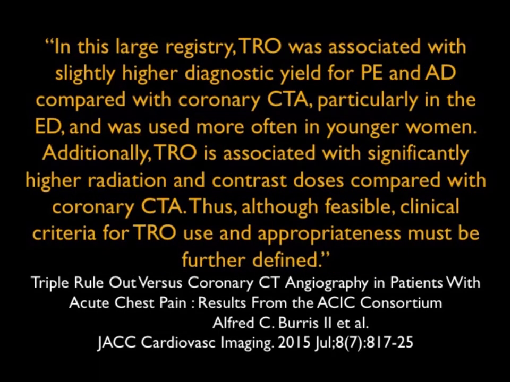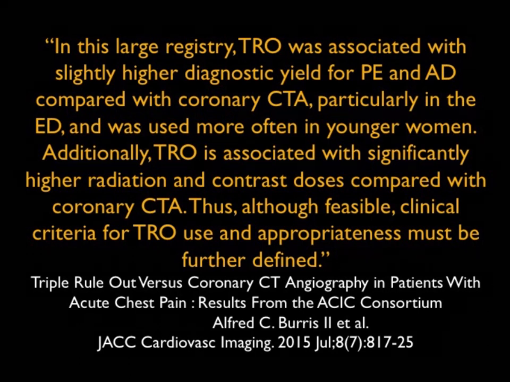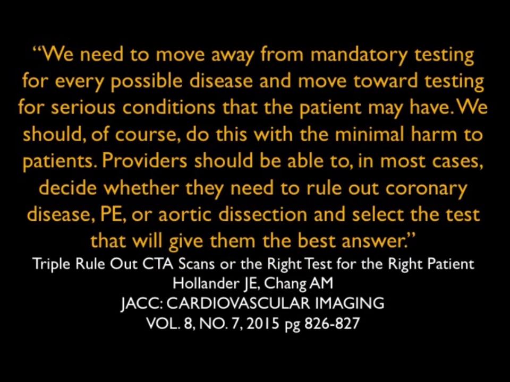In a large registry, Alfred goes on to say triple rule-out was associated with a slightly higher diagnostic yield for PE and aortic dissection compared with coronary CTA, particularly in the ED, and was used more often in younger patients. And again, they discussed the importance of clinical criteria for triple rule-out use, and I think that is one of the things that people are looking at. Can you create specific rules to that?